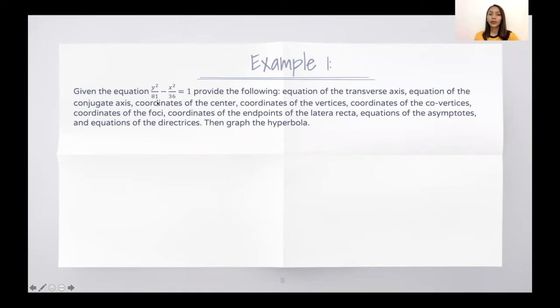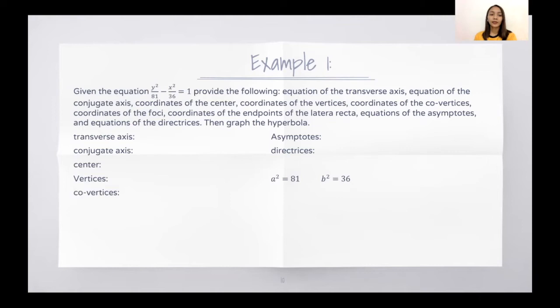If you look at the equation, you will know right away if it has a horizontal transverse axis or a vertical transverse axis. Since the variable in front is y squared, we can say right away that this is an example of a vertical transverse axis. So we are going to find the transverse axis, the asymptotes, the conjugate axis, directrices, center, vertices, co-vertices, foci, and the endpoints of the lateral recta. Let us first compute for the values of a, b, and c.